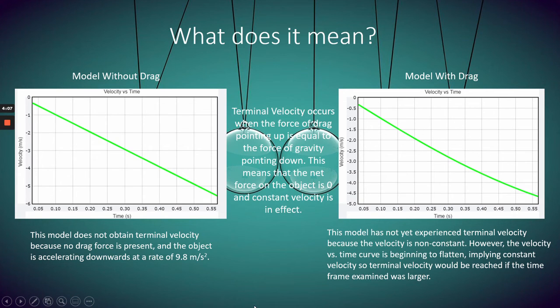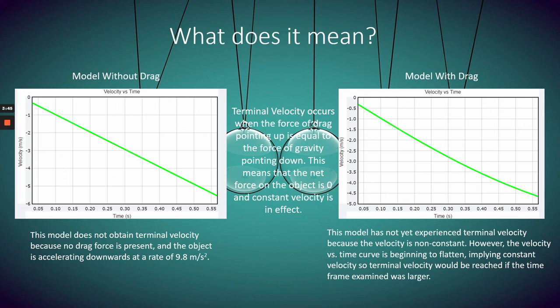Terminal velocity occurs when the force of drag pointing up equals the force of gravity pointing down, meaning that the net force on the object is 0 and it is experiencing constant velocity. The velocity versus time graph for the model without drag shows constant acceleration of 9.8 meters per second squared, which means that there is not a 0 net force and that terminal velocity is not achieved.